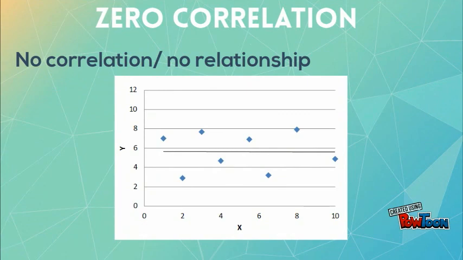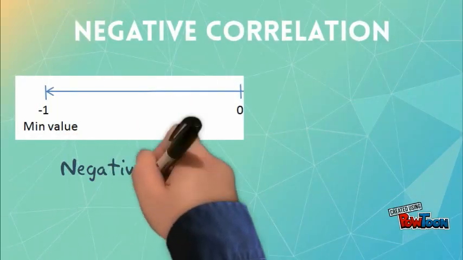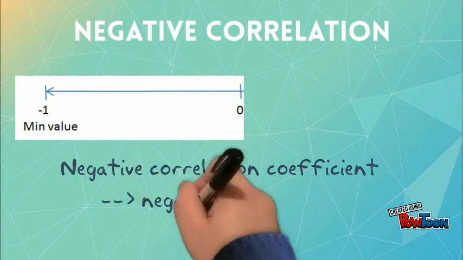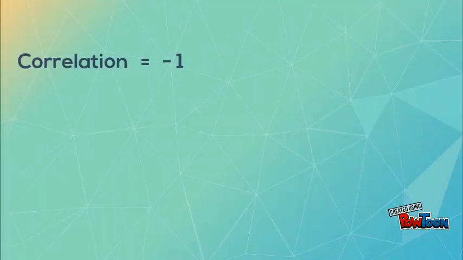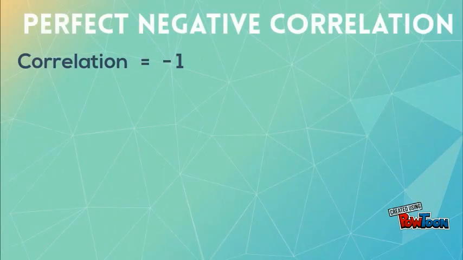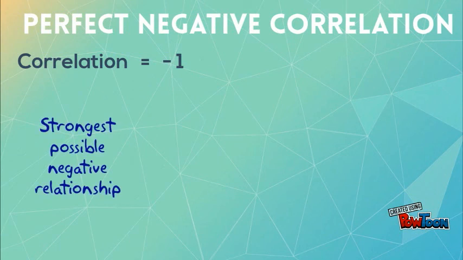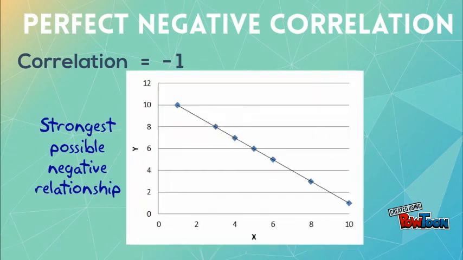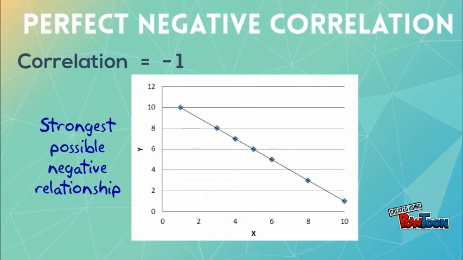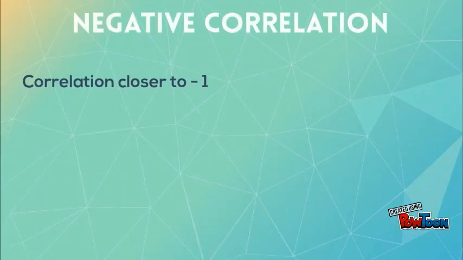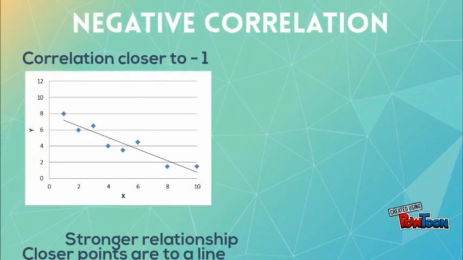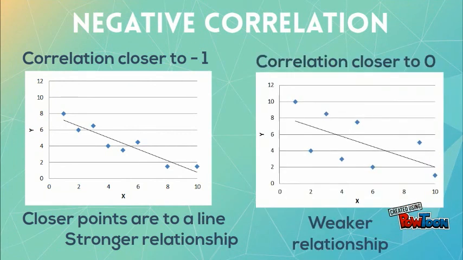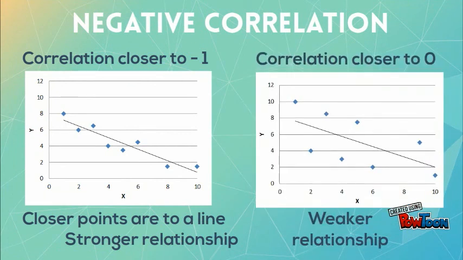A negative correlation coefficient indicates a negative relationship between the variables. A value of -1 indicates perfect negative correlation, which is the strongest possible negative relationship. Here the points would fall exactly on a line with negative slope. The closer the correlation is to -1, the stronger the relationship. Note that the values of exactly 0, 1, and -1 do not typically occur in practice.